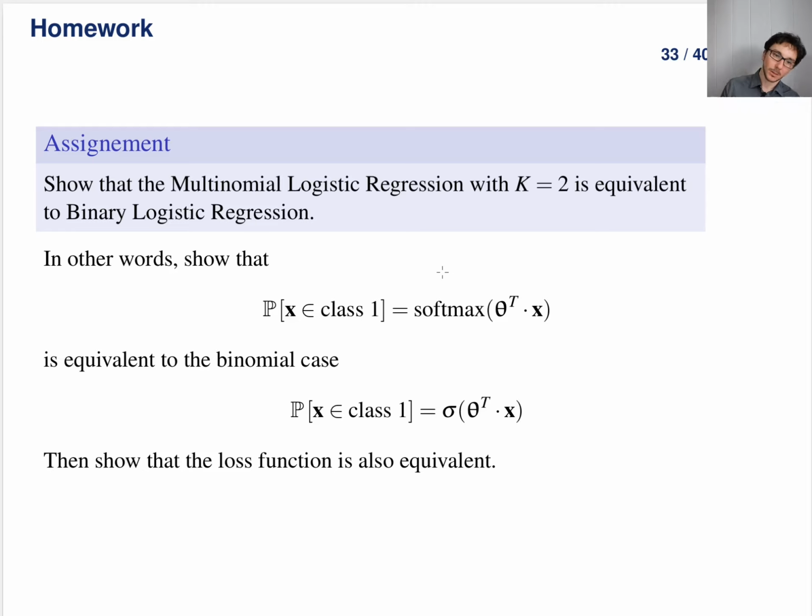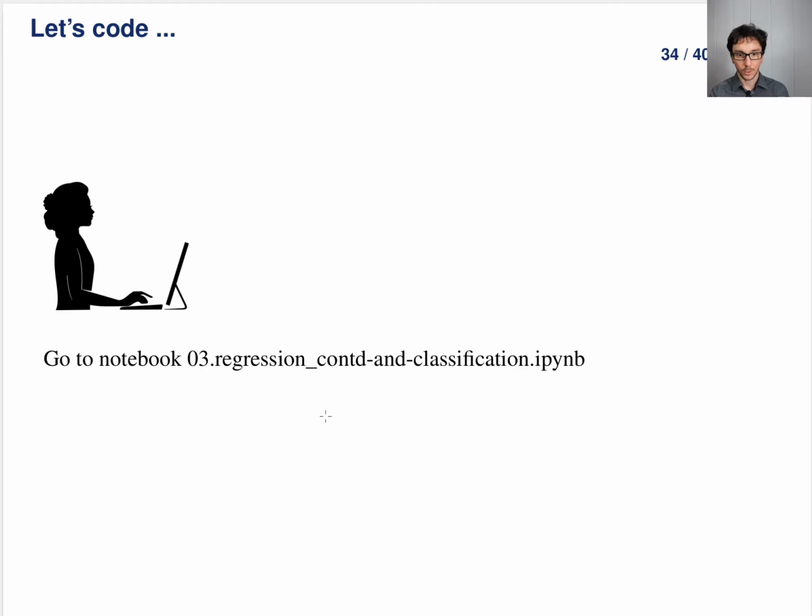You can skip this part, but here I just want to say that we first talked about binary logistic regression, then multinomial logistic regression. Actually, if you run a multinomial logistic regression with just two classes, it is exactly equivalent to a binary logistic regression. I think you shouldn't be surprised by this. So now let's go to the code to see how to run logistic regression in practice.